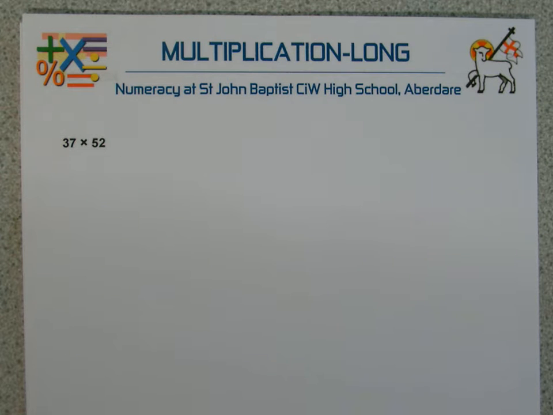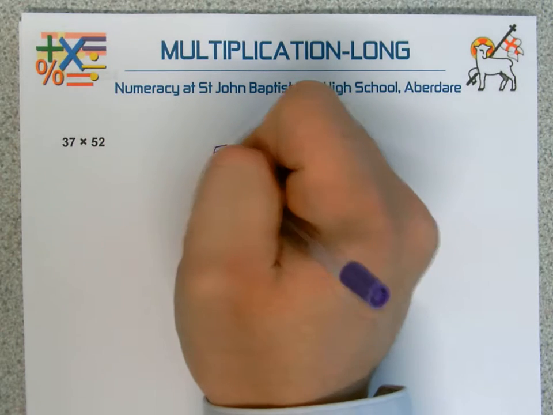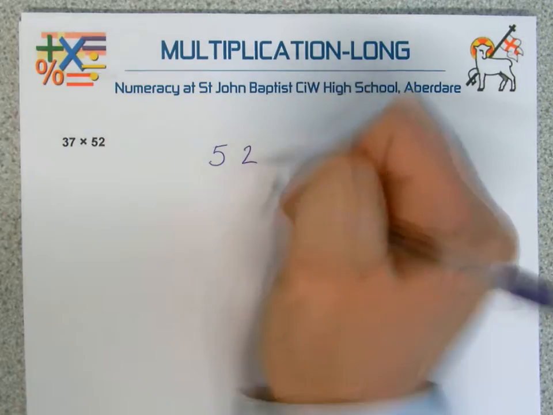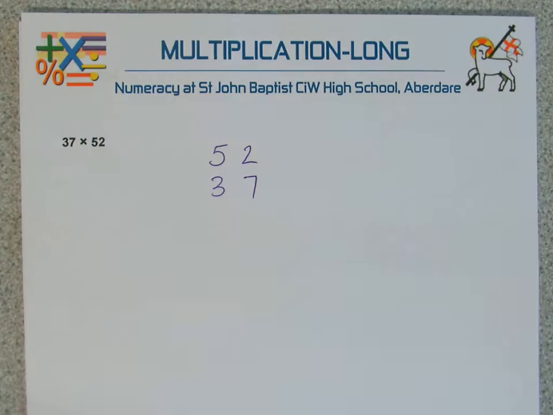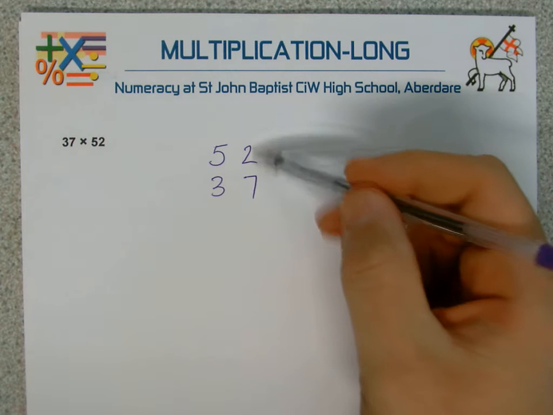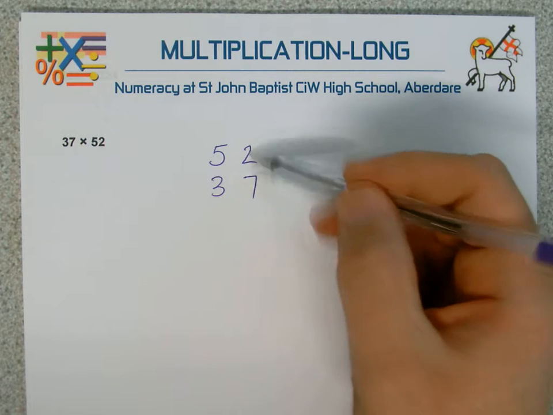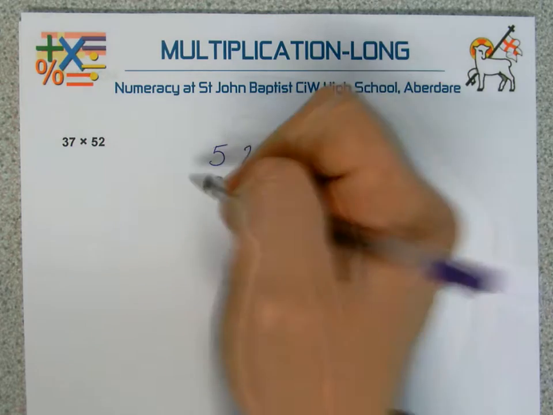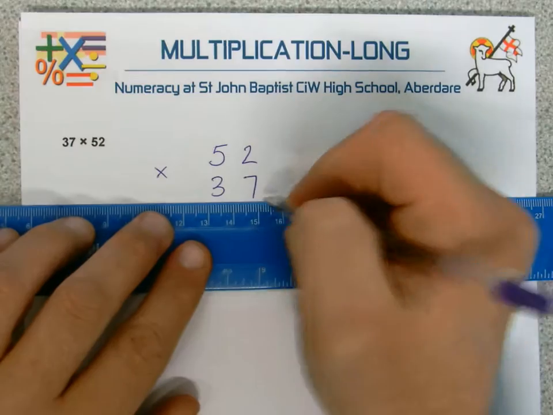Long multiplication. Okay, so when we have a multiplication to do like this, we line the numbers up, and we are better off putting the largest number on the top and the smallest number underneath. When you line up the numbers, it's important that you line up the units. So the 52 here, 37, you've got your units here and your tens, and we're going to now multiply this here.